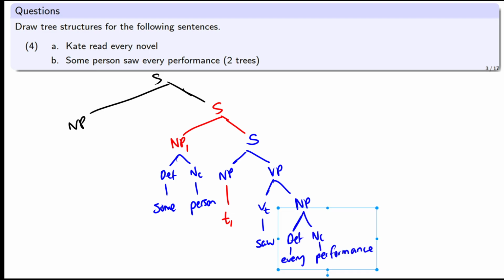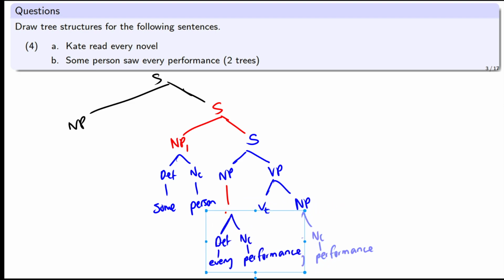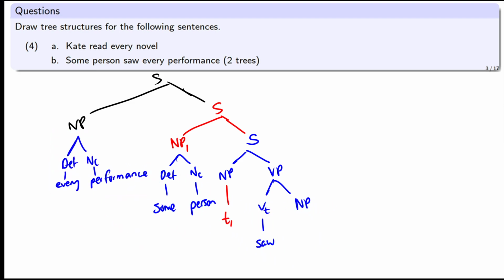Okay, so now we can take this quantified noun phrase, we can move it up into this position. Okay, it's been moved. So we give this a different index, NP2, and we leave a trace where it was with the same index so we know where it came from. So our final translation here is every performance, some person, T1 saw T2. So this is the reading where we have for all x, and then we have exists a y. So this is our first interpretation.